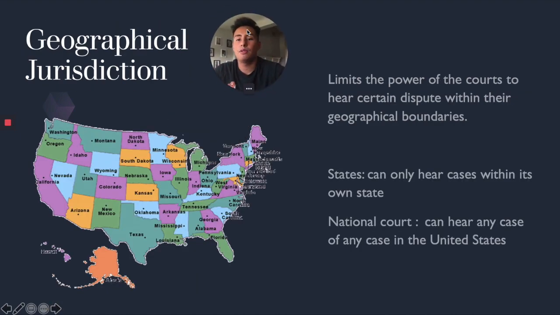Then we now jump into the geographical jurisdiction. Geographical jurisdiction basically limits the power of the courts to hear certain disputes within their geographical boundaries. As I discussed earlier, California can't hear cases in Montana, Montana can't hear cases in California. However, the national court can hear all cases throughout the United States.